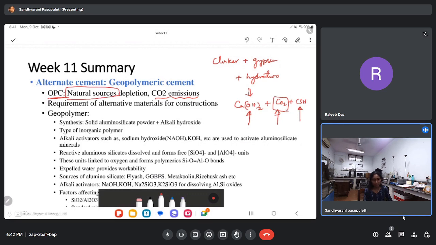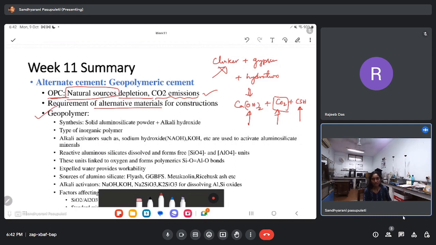Yes, because as the construction is increasing, we need this clinker or calcium aluminate raw materials. They generally are natural resources. So as we keep increasing the infrastructure, the natural resources are depleting. In addition to that, CO2 is also increasing. So we need alternative materials, thereby we can eliminate these two disadvantages. So one of the options is geopolymer.